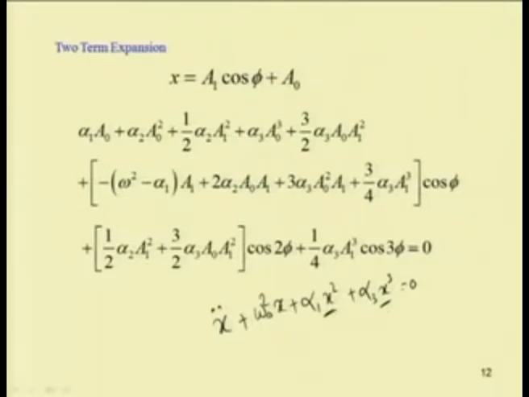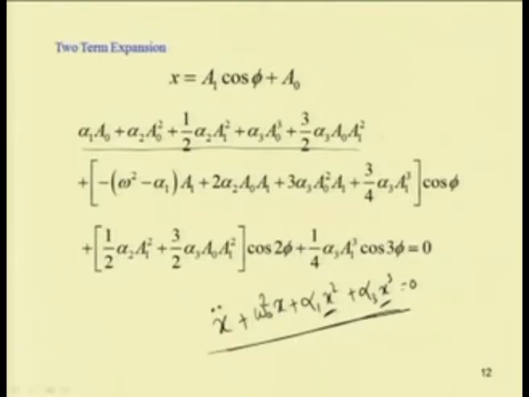By substituting those equations in this equation and separating the different harmonics, one can write the constant term. That constant term is equal to alpha 1 a 0 plus alpha 2 a 0 square plus half alpha 2 a 1 square plus alpha 3 a 0 cube plus 3 by 2 alpha 3 a 0 a 1 square.